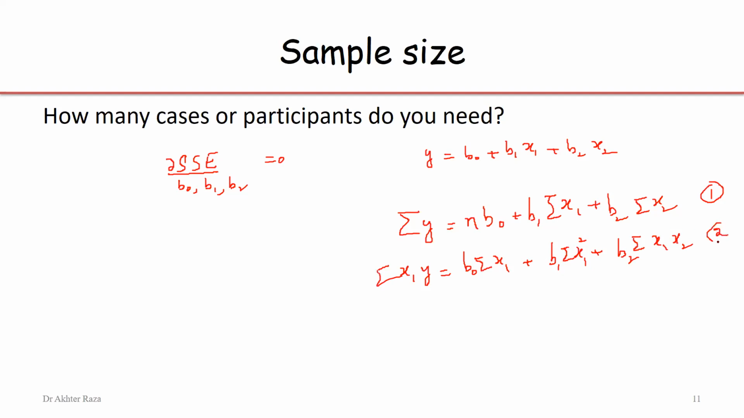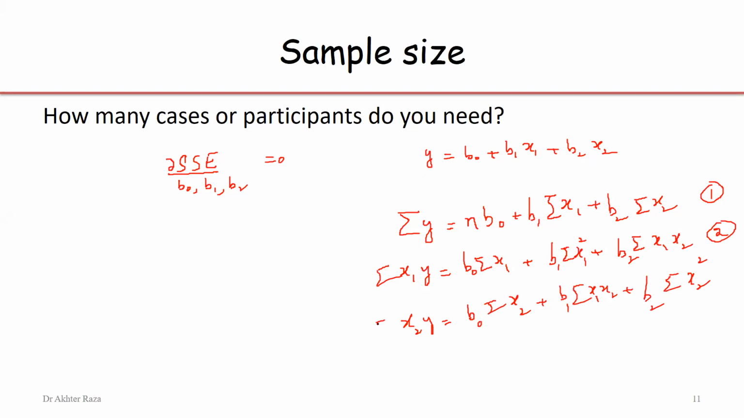And the third equation: multiply the whole equation by x2, then apply the summation. So this will be summation x2y is equal to b naught summation x2, plus b1 summation x1 x2, plus b2 summation x2 square, then apply summation all over there.